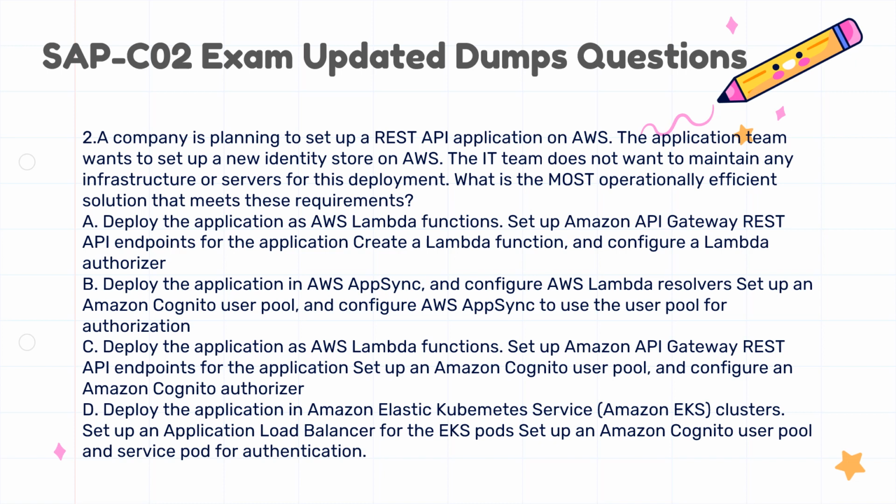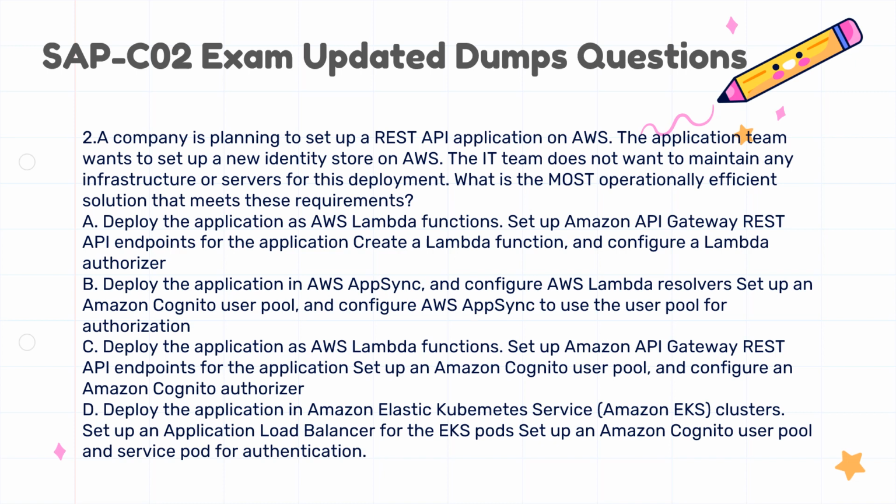2. A company is planning to set up a REST API application on AWS. The application team wants to set up a new identity store on AWS. The IT team does not want to maintain any infrastructure or servers for this deployment. What is the most operationally efficient solution that meets these requirements?